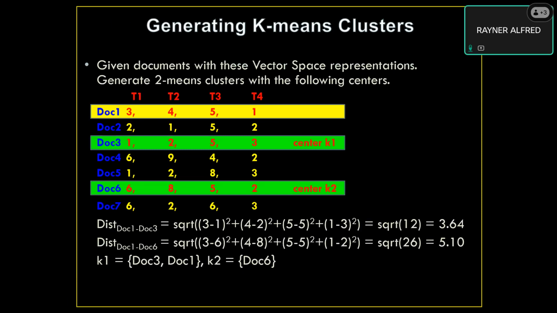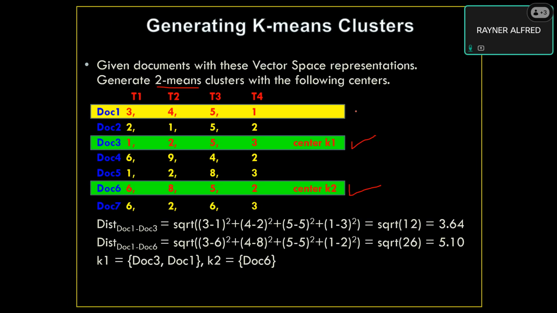So if we apply this in a document example, we have 7 documents, and we need to form 2 clusters. What happens in the first stage is that we select 2 centroids randomly from our dataset. Let's assume we have selected document 3 and document 6. So document 3 and document 6 will be the centroids.